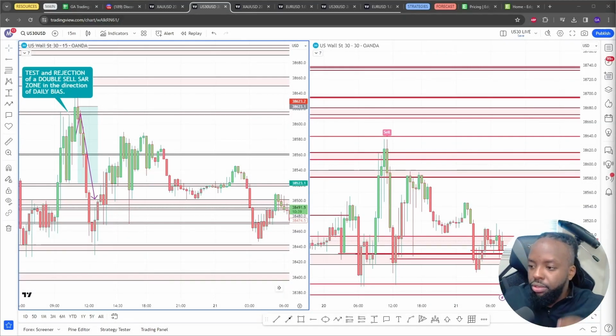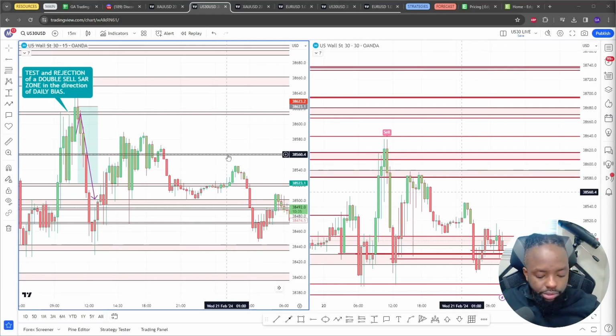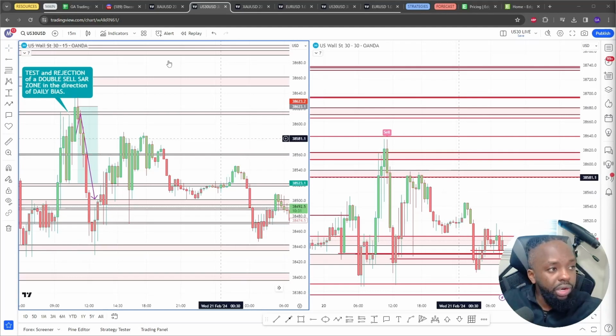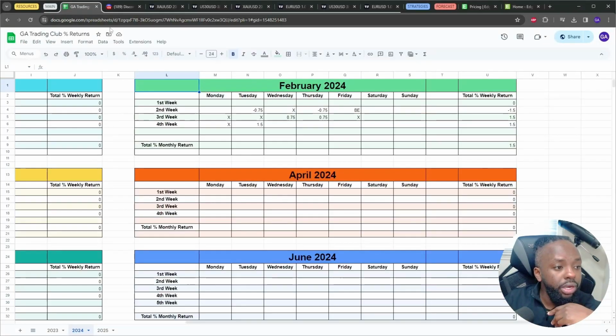What's up, traders? Today is Wednesday, February 21st, and as usual, doing some recaps from a trade we took yesterday. So yesterday we had an amazing trade for US 30 that gave us a 1.5% return. So doing trade recap for Tuesday, February the 20th. So we had a nice trade right there.